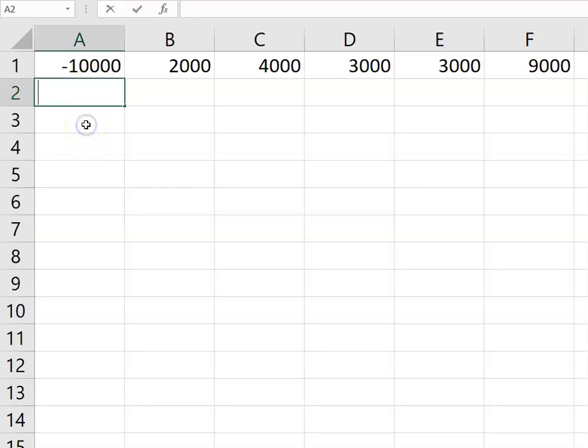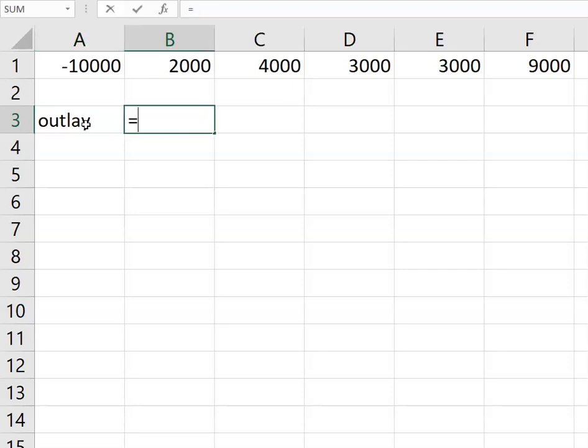So how do we calculate the payback period? Well, I am sure there's other ways of doing this. I'm going to do it this way so it's kind of obvious. And if you find other ways that you like, why, knock yourself out.